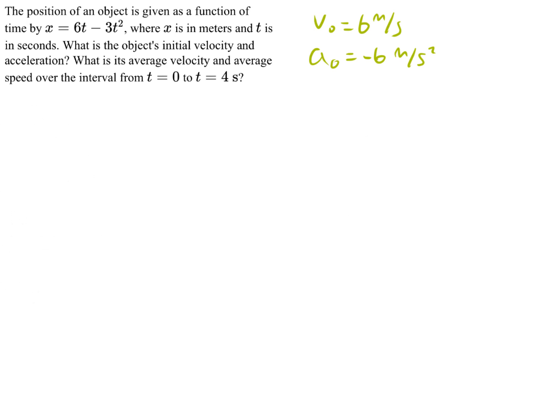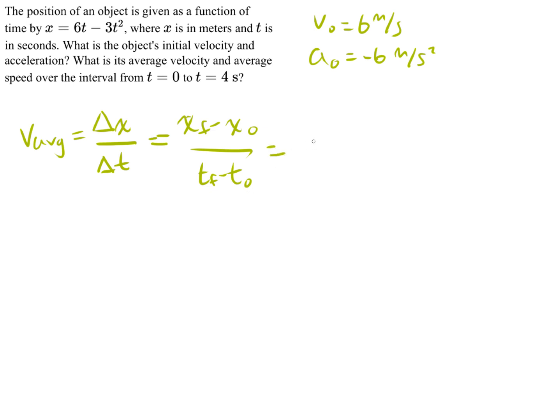Okay, now it's asking for the average velocity and average speed. If you remember, the average velocity is equal to the change in x, or the displacement, and this is important, it's the total displacement divided by the time interval. So this would just be the final position minus the initial position divided by the final time minus the initial time. The position is given by the position function. So it's the position when t equals 4 seconds minus the position when t equals 0 seconds, divided by the final time of 4 minus the initial time of 0.